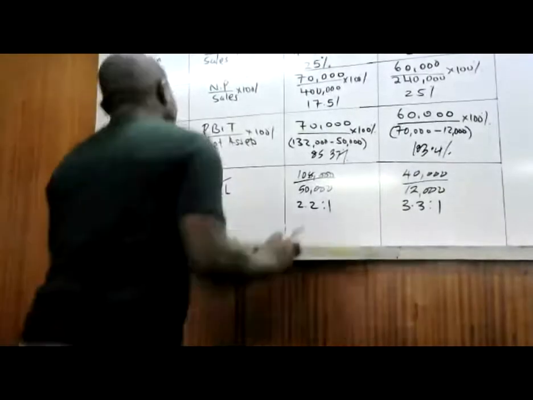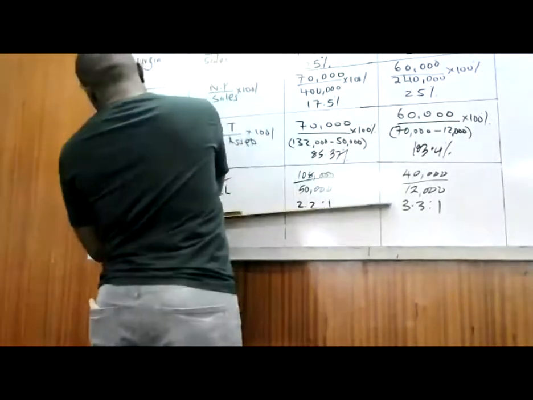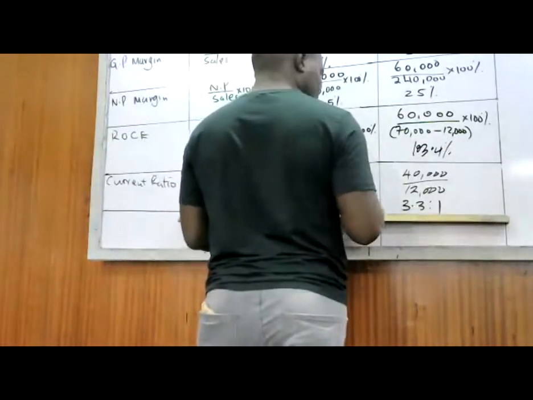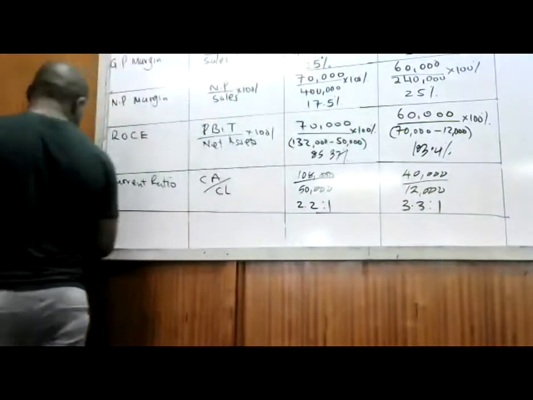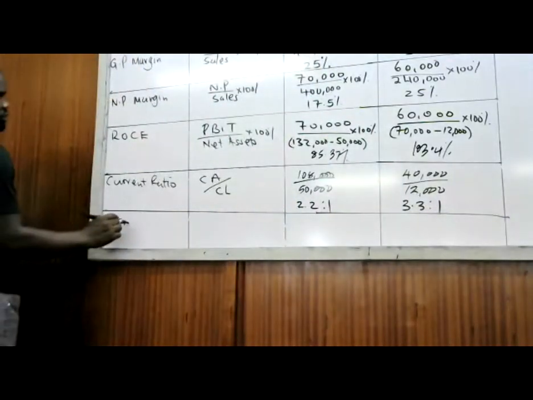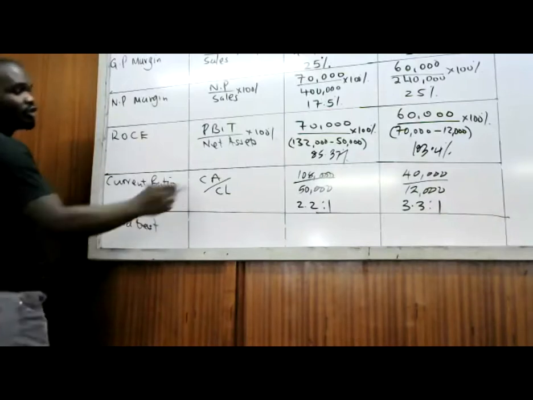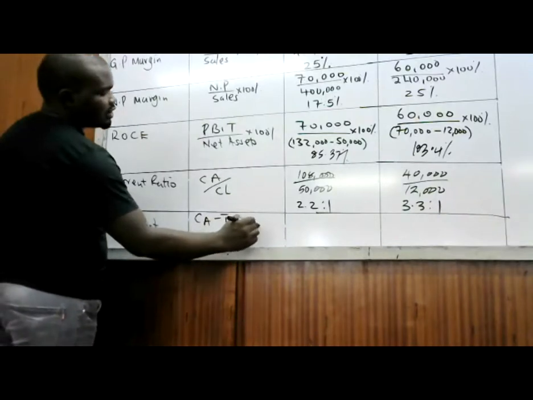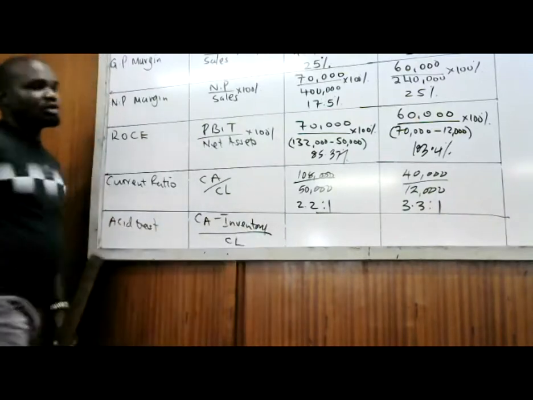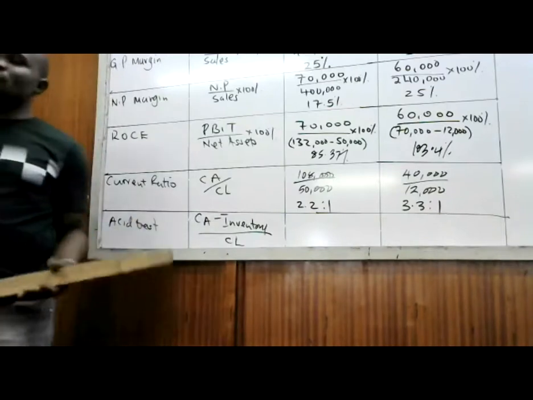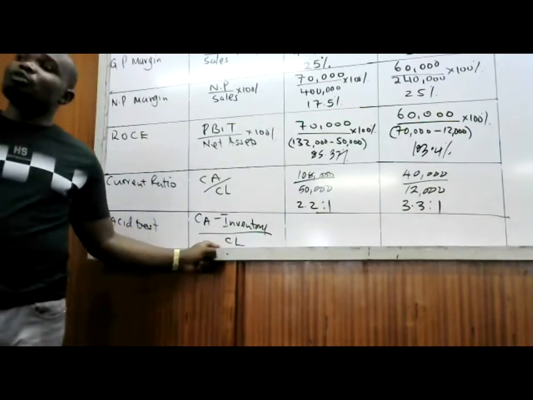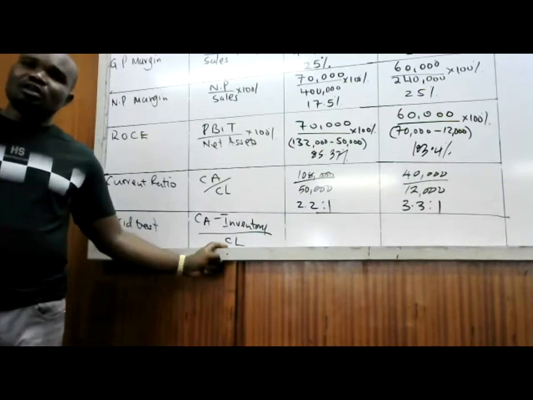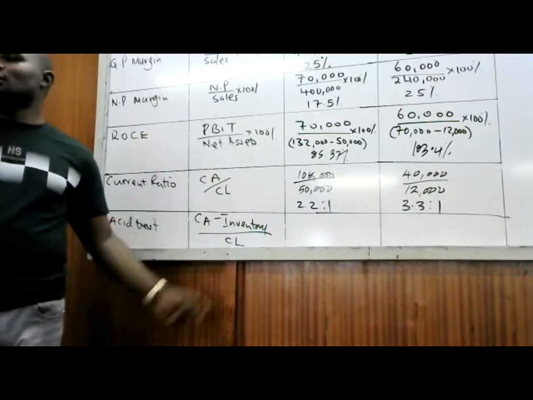Next, acid tests. Acid test ratio. The same with this, current assets, but you subtract what? Inventory. Then you divide by current liabilities. It is also known as quick ratio. You know, stock is not quick moving. Can you force people to come and buy your stock? We can come back and work one day.